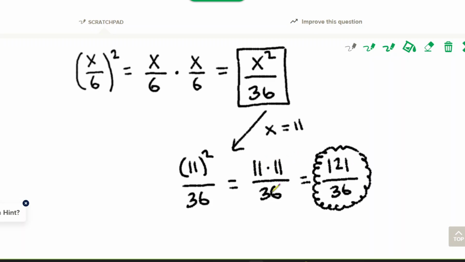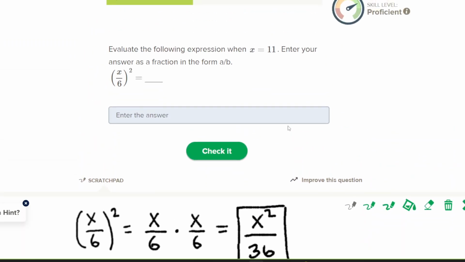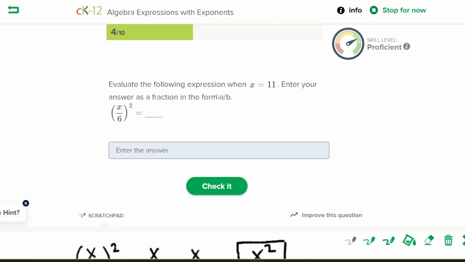Also, 121 was 11 times 11. 36 is 6 times 6, and each of the 6's is 2 times 3. So the numerator has factors of 11, and the denominator would have factors of 2 and factors of 3 in it. So there are no common factors. There's nothing to cancel to simplify this fraction. So this 121 divided by 36, or 121 36ths, is the simplified answer there. That's the one I'm going to enter. So back here, 121 numerator divided by 36 denominator, and check it.